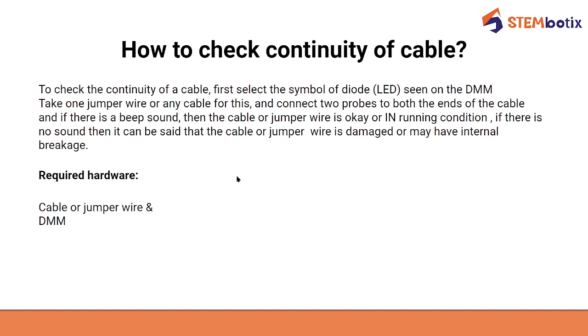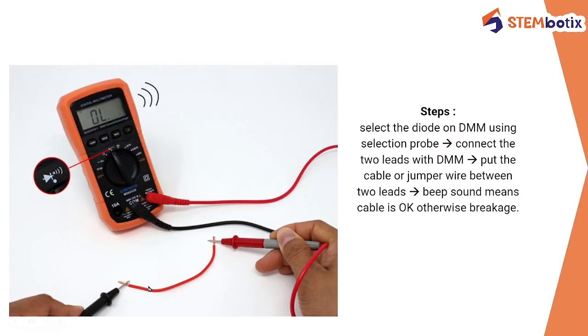Now to check the continuity of the cable, first select the symbol of the diode. As you can see here, this is a cable, this is a digital multimeter, and in the digital multimeter connect the red probe to the voltage ampere ohm port. Always connect the common or black probe first, to the common port. Then place the cable in between these two leads.